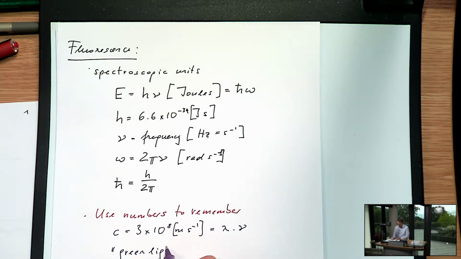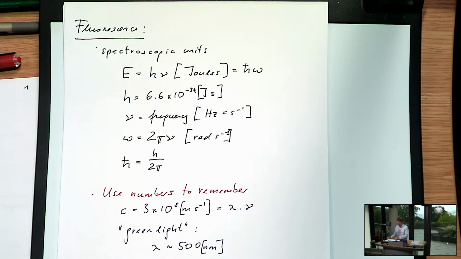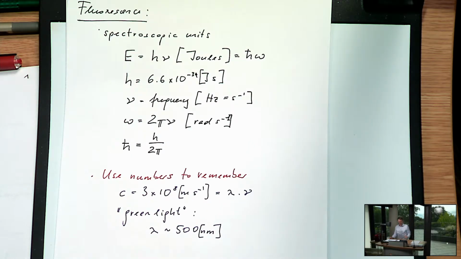So green light has a wavelength of around 500 nanometers, 500 times 10 to the minus 9 meters. So that's 0.5 of a micrometer. Just to recall, a human hair has a thickness of around 50 microns, so it's about 100 times smaller than that, the wavelength of green light. So you can fit 100 wavelengths across the width of a hair.